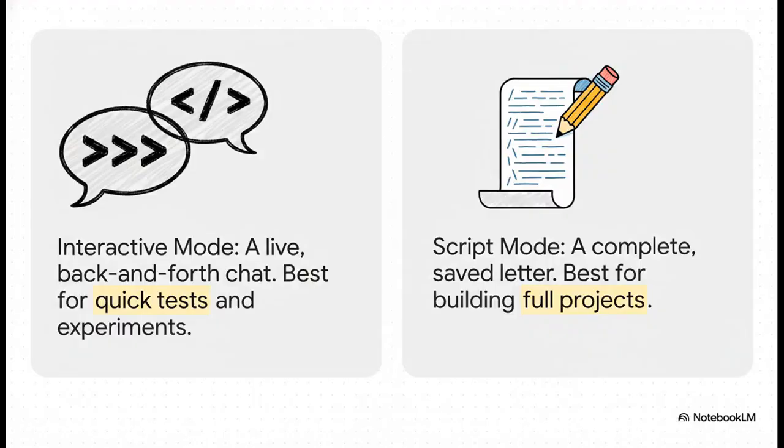So on one hand, you've got interactive mode. This is your live chat. You say something, and Python immediately talks back. It's perfect for quick questions and just trying things out. On the other hand, there's script mode. This is your formal letter. You write out all your instructions from top to bottom, save them, and then hand the whole thing to Python to run all at once. This is how you build real, complete applications.